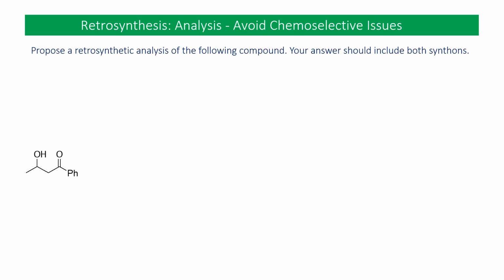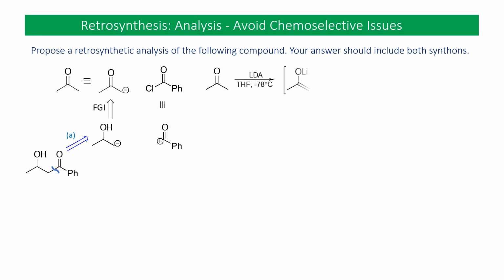In your retrosynthesis, there are a few pitfalls that you have to avoid. And so in this first case, we want to avoid chemoselectivity issues. If we look at this fellow and we disconnect here, then of course this route gives us these two synthons which we can generate from an enolate of acetone and that of an acyl halide.